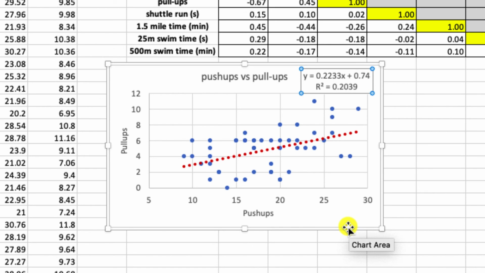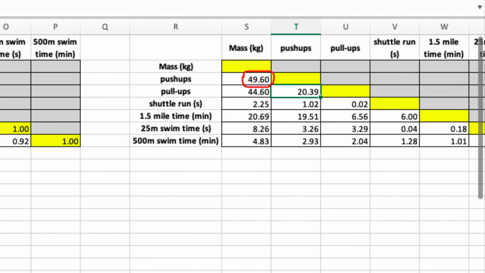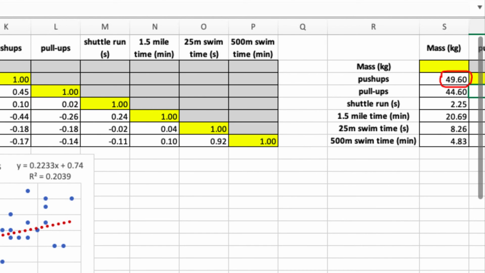When we look at our r-squared value here, again, we were looking at the relationship between push-ups and pull-ups. And this would be, if we multiplied it by 100, translated as 20.39%. We could cross-check that with our r-squared values we calculated in our matrix, and the relationship between push-ups and pull-ups gave us an r-squared of 20.39%. So, yay, we calculated it correctly.